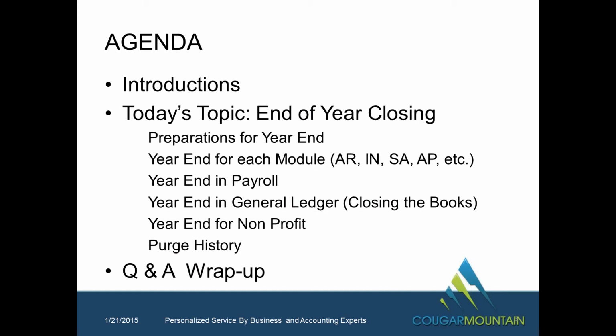Today, what we're going to talk about is the year-end closing process in Denali, how that works, and what to do on your year-end close for all of your modules. We're going to go through the preparations for the year-end before you do anything on the year-end close in Denali. Then we'll talk about what to do at the end of each year for each module, each of the sub-modules like AR, inventory, sales, etc. Payroll is a little bit special, so we'll do that one separately. General ledger is the actual year-end closing process, which will be the final step that you would do in a year-end close. And then after the year-end close, you have the option of purging history to keep your database nice and clean. So we'll go over all these topics.